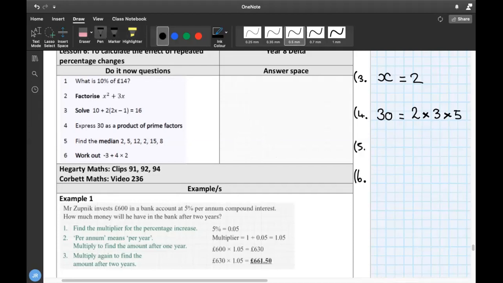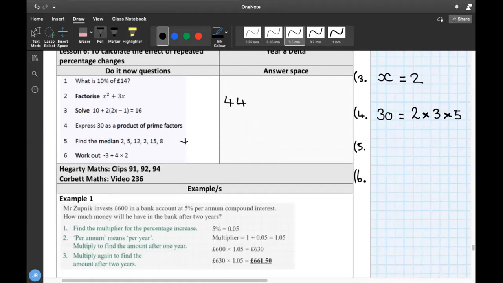Okay, next we're finding the mean. So we need to add all of these values together. 2, add 5, add 12, add 2, add 15, add 8. Add all of those together. We've got 7, 19, 21, 26, 36, and then add that, we've got 44. So here we've got 44, once we've added them all together.